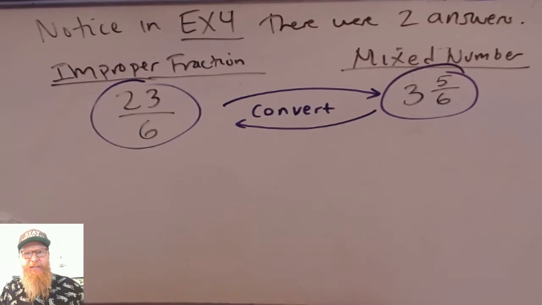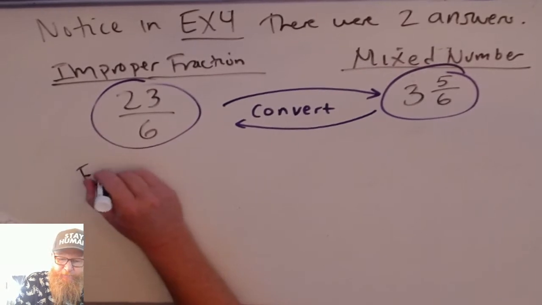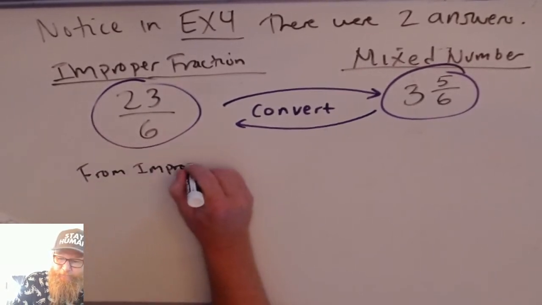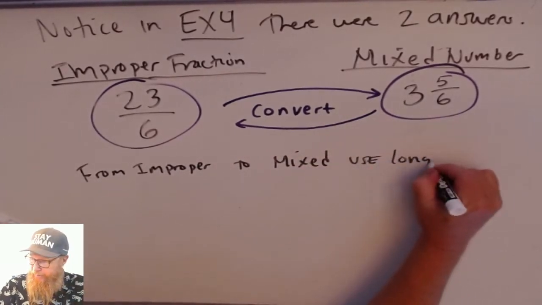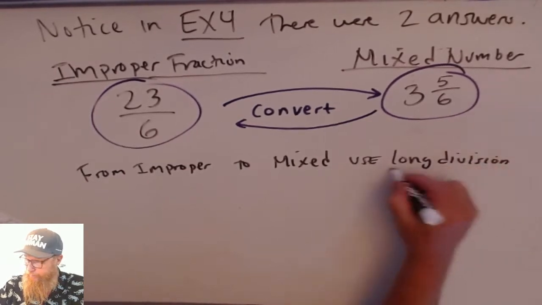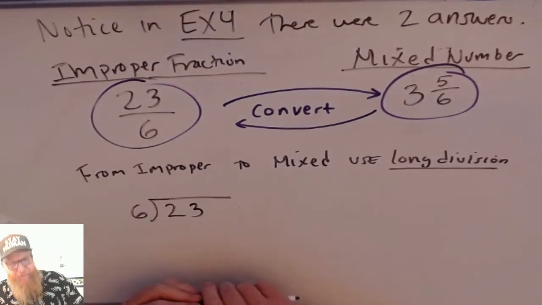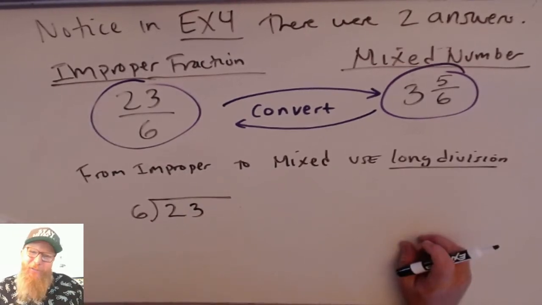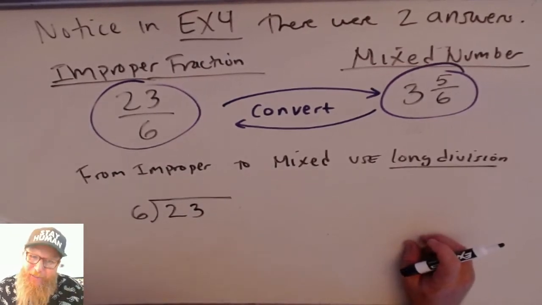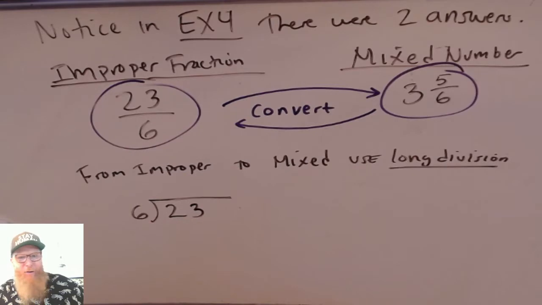So here's the technique, okay? To go from improper to mixed, use long division. Okay, calculators do not work. Some of you found that out the hard way back in chapters 1 and 2. If you use the calculator, I hate to say I told you so, but I told you so. The calculator will give you a decimal and you will not have the right mixed number. It won't ever be right, okay? You just gotta do it the long way.